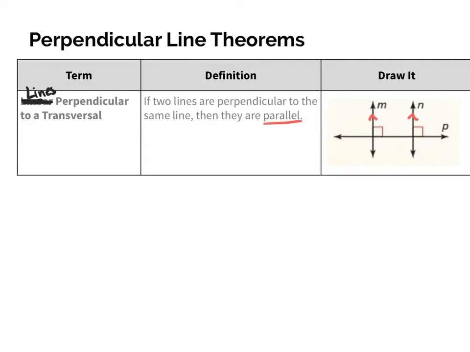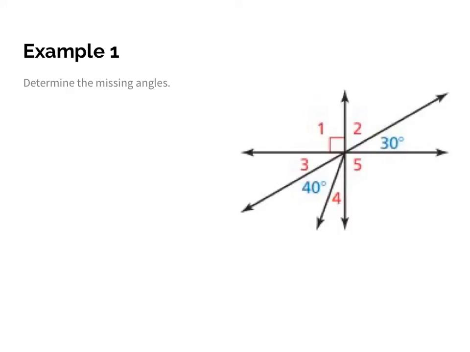So what we can do is we can take these three theorems and we can apply them to prove that things are parallel or perpendicular. We can also use them to find angle measures. So in our first example here, what we're going to do is we're going to use this idea of perpendicular lines to try and find angle measures.